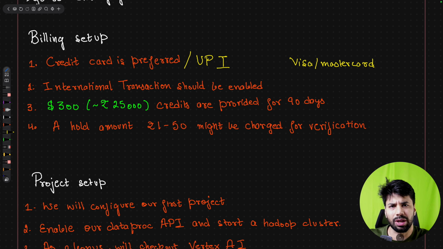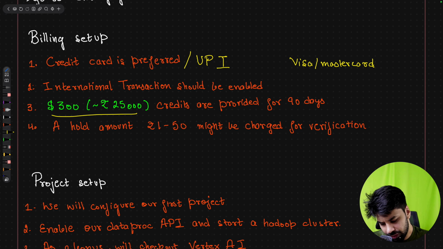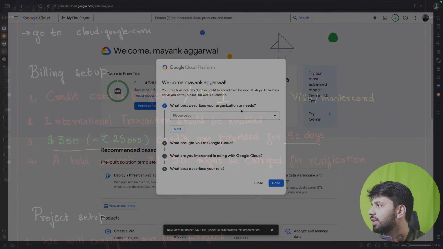Again, you can have a limit there as well. For example, I have a credit card where the limit is just up to 2000 or something. 300 credits are provided for 90 days. A hold amount of 1 to 50 might be charged for verification. So in my case, it has just deducted 2 rupees and I have my account with me, right? So let us now move forward, everyone.